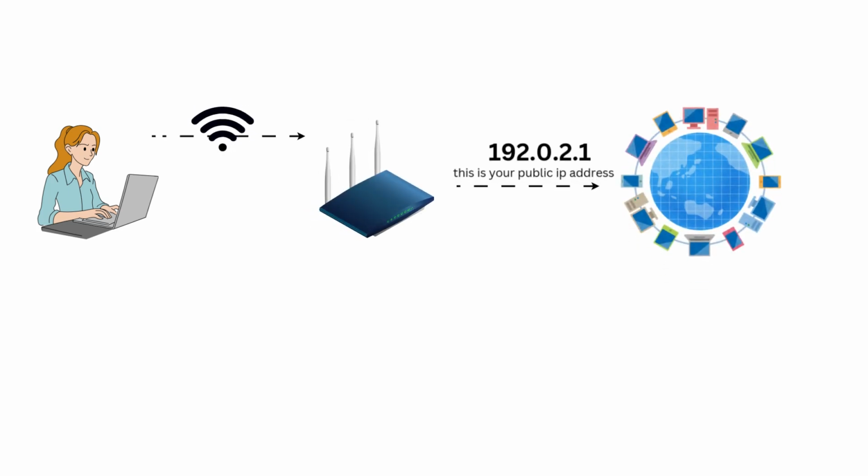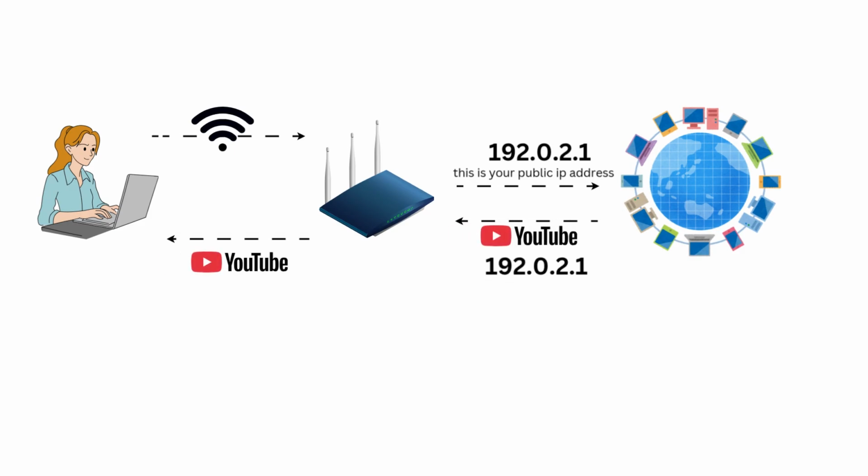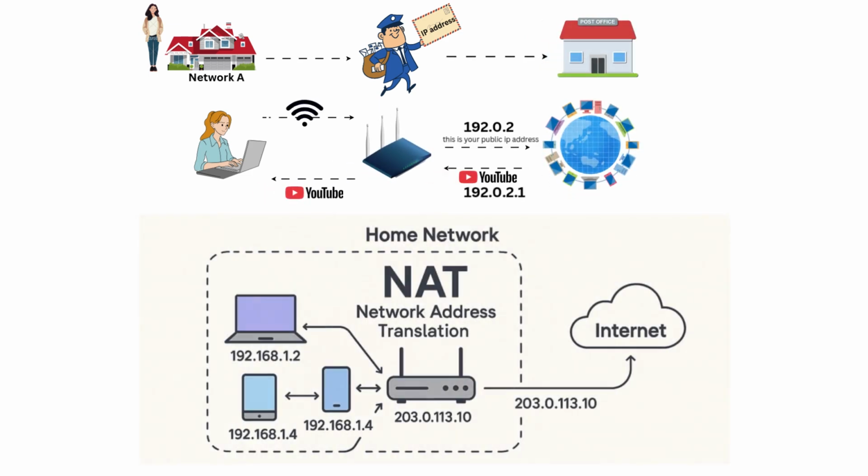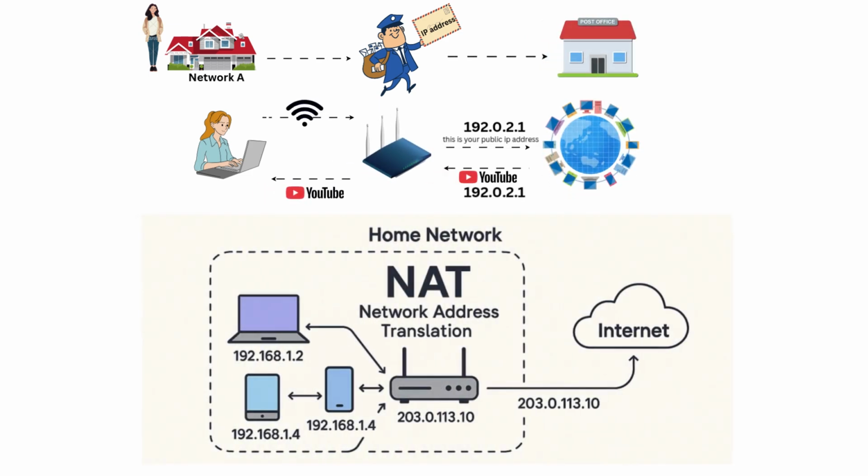So how does your router manage to send the right data to the right device inside your home? It uses something called NAT, Network Address Translation. The router basically acts as a post office manager, keeping track of which private IP address requested what information and routing the return data correctly. This is why thousands of devices can share a single public IP address.